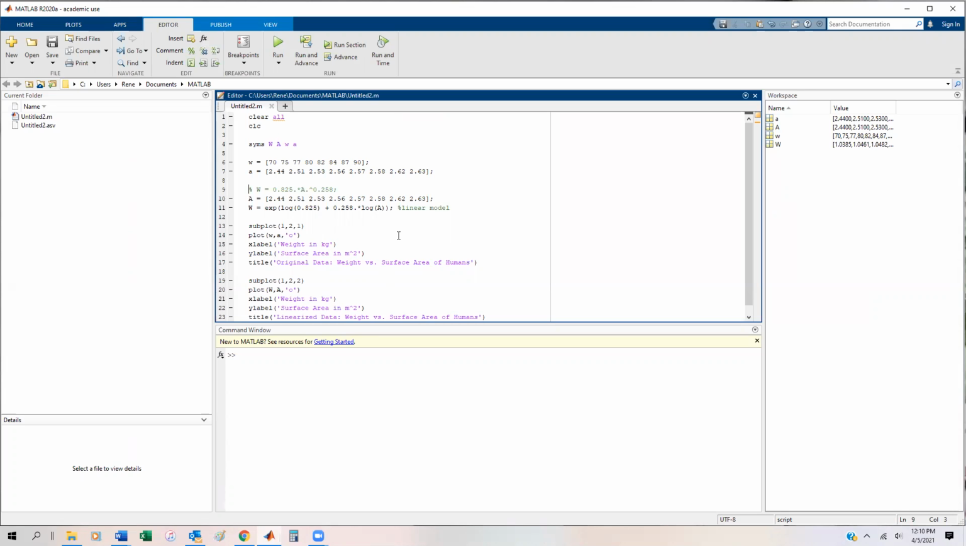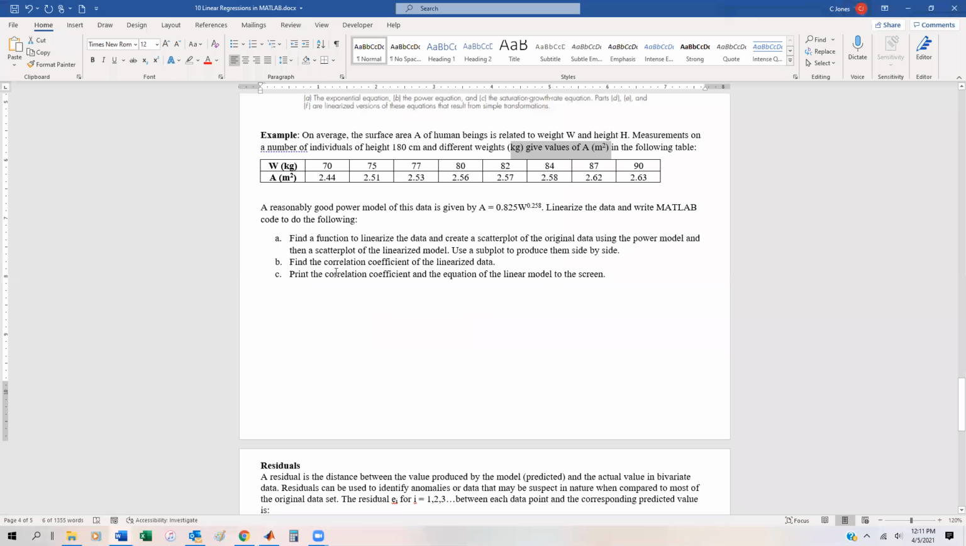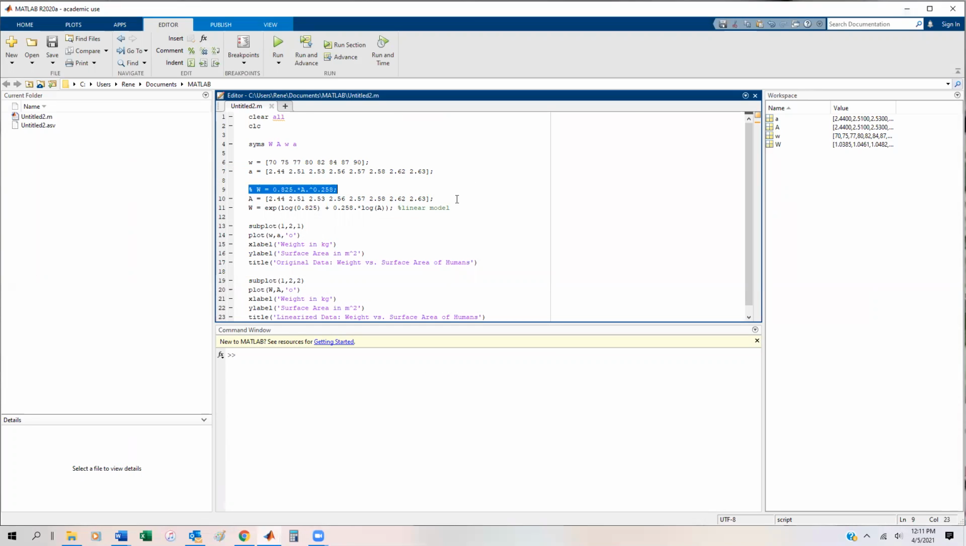It looks like my Matlab might have frozen up on me, so I'm getting the spinning wheel. Let me give it a moment to hopefully unfreeze, and hopefully it doesn't crash on me. In the meantime, what else do we have to do? We have to find the correlation coefficient and then print the correlation coefficient and the equation of the linear model to the screen. That's pretty easy.